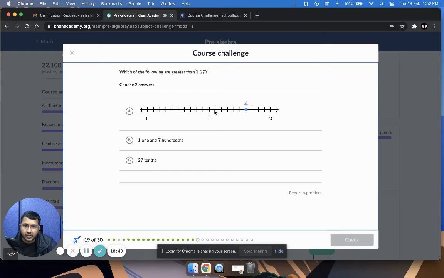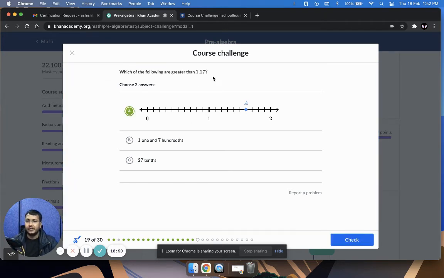I think it is. 1, 2, 3, 4, 5, 6, 7, 8, 9, 10. 10 cuts here. And this is 1, 2, 3, 4, 5, 6. Sixth cut. So this is 1.6. It's clearly more than 1.27. 1 and 7 hundredths. Hundredths is 0.07, and you add 1 to it. That's 1.07. That's not more than 1.27. So B is out. 27 tenths. So that's 27 times 1 by 10, which is 2.7. That's way more than 1.27.